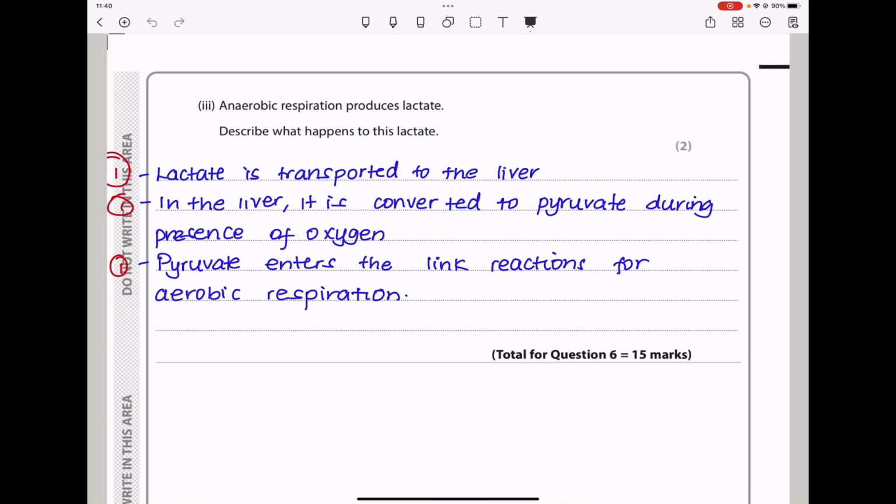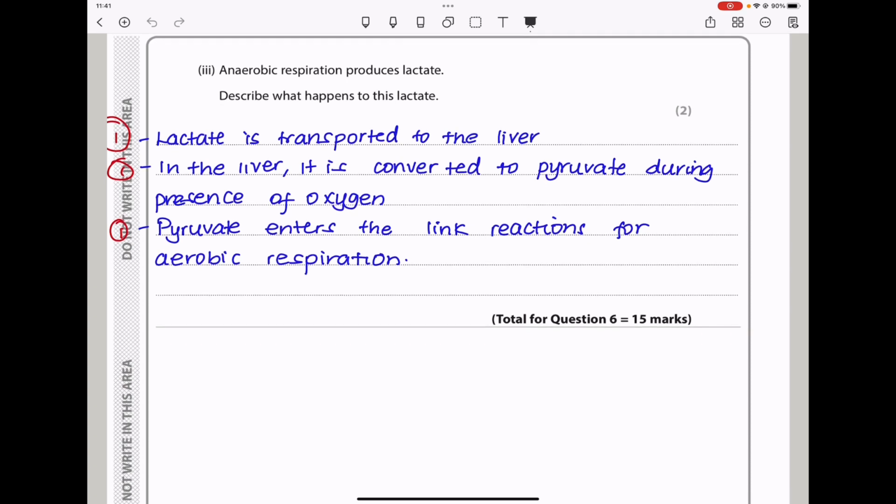Moving on. Here they say anaerobic respiration produces lactate. Describe what happens to this lactate. The lactate produced has to be taken to the liver where it's going to be converted to pyruvate, and then it enters the Krebs cycle through the link reactions. So I said lactate is transported to the liver. In the liver, it is converted to pyruvate. In the presence of oxygen, pyruvate enters the link reactions for aerobic respiration.